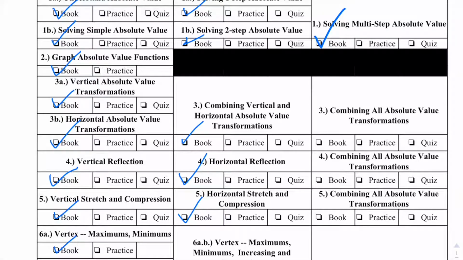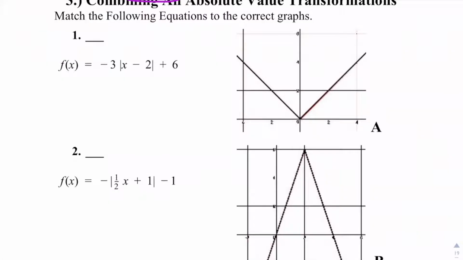All right, Algebra 2 students, we're back in our absolute value syllabus in Tier 3 doing Lesson 3. Let's check off our booklet. Lesson 3 is combining all absolute value transformations.